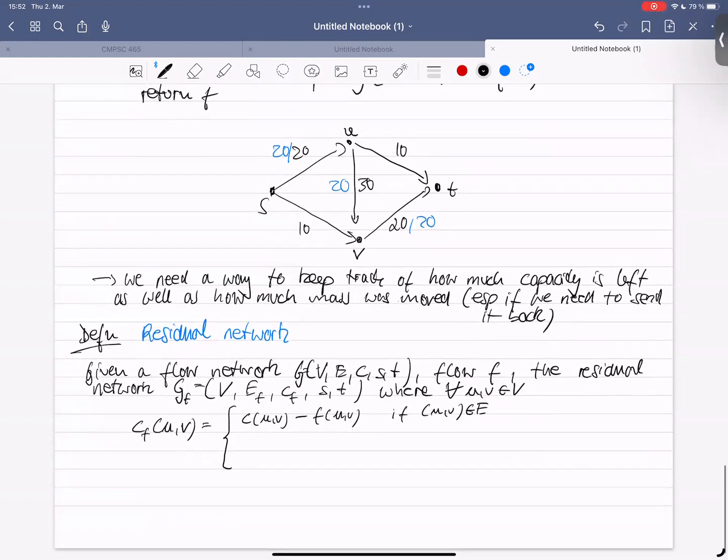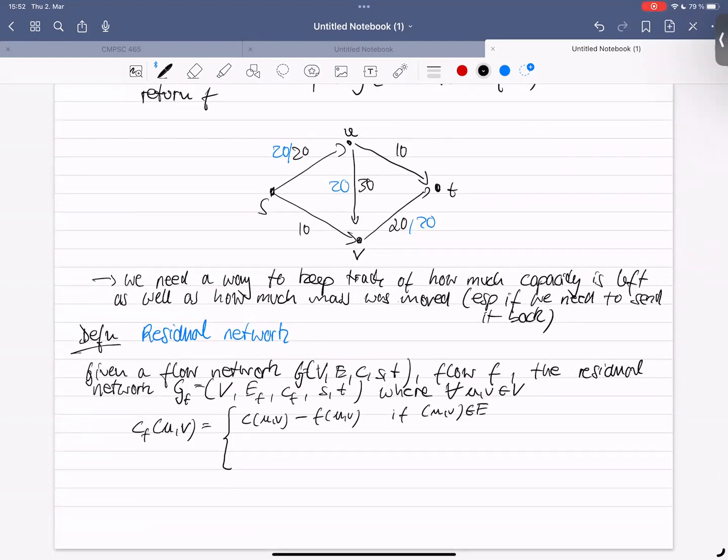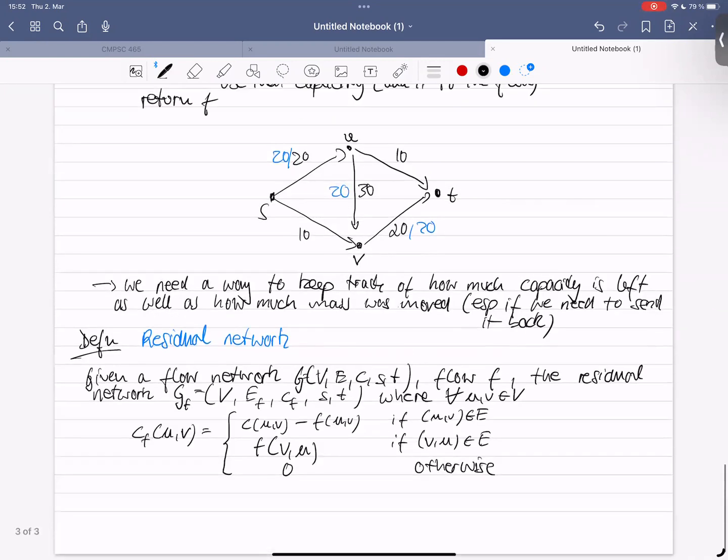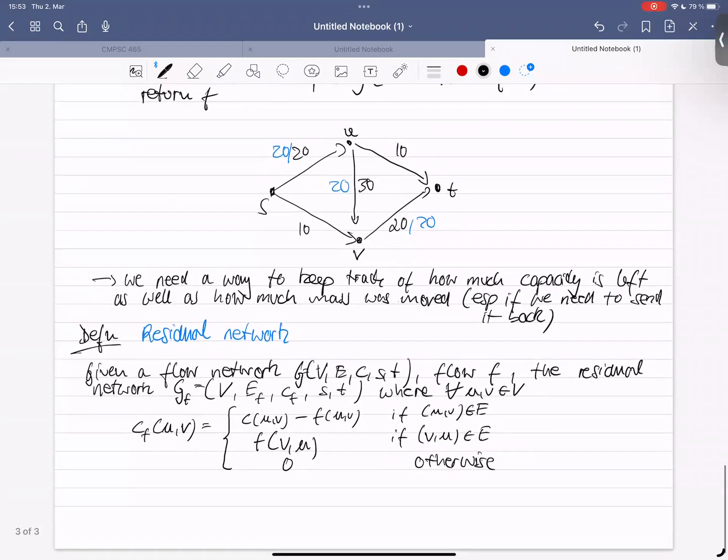Now comes the crucial difference to the original network. We have these potentially reverse edges that allow us to revert and undo flow, by introducing these reverse edges with a capacity that equals the flow in our current network. Let me write this down first and then look at an example. If UV is not in E, but VU is in E, so the reverse edge, then the capacity of UV is equal to the flow along V to U, and zero otherwise, when nothing of this applies. We have no capacity.